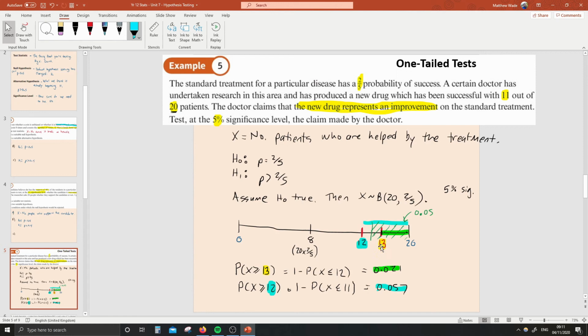However, if there are 13 or more people that are helped by the new drug, that is so unlikely to be down to chance that what it must mean is that the new drug is better. We should put all the old drugs in the bin, and we should be using the new drug because it's curing people at a higher rate than the old drug. Not only that, we're 95% sure that that's the case. Boom, hypothesis test. So that's it. That's a critical region. That's what you've got.